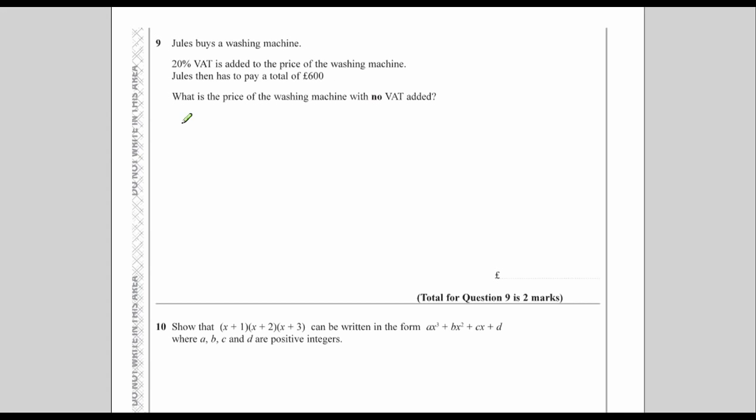Question 9. Jules buys a washing machine. 20% VAT is added to the price of the washing machine. Jules has paid a total of £600.